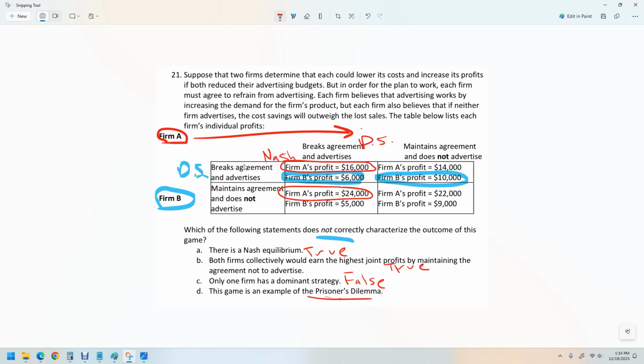And then this is an example of a prisoner's dilemma, because the best outcome, let's put this in green, is this one right here. The collusive outcome is if they both were to maintain the agreement. They'd both end up better off. But they both have an incentive to cheat on the agreement and advertise, so they're going to end up over here, which is a worse outcome than this. So it is true that this is a prisoner's dilemma, and that's how to take apart simple game theory problems.